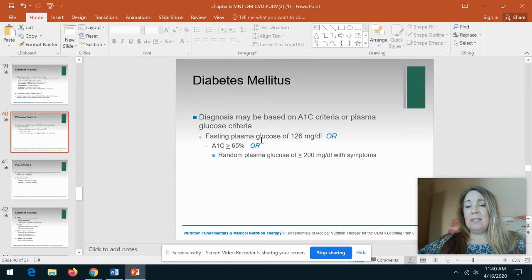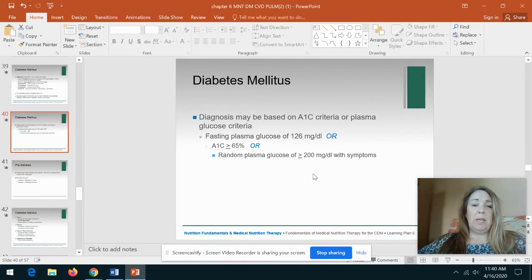Or if someone is fasting, then on separate occasions, it can't be just a one-time thing, their blood glucose is higher than 126 when they're fasting. And then there's also what's called a casual test or a random plasma glucose, and that is greater than 200. So that would be independent of whenever they have eaten last.